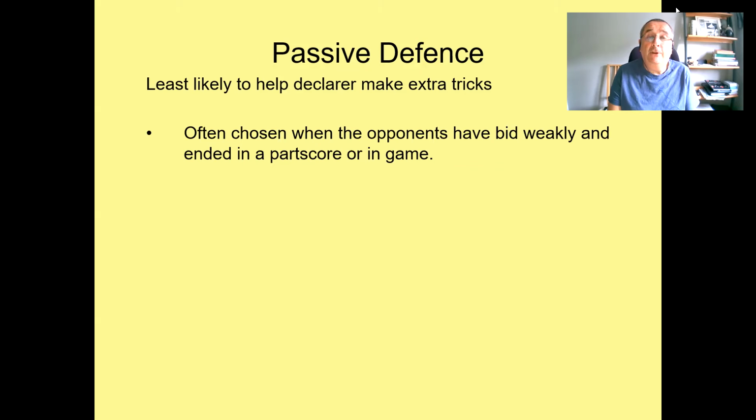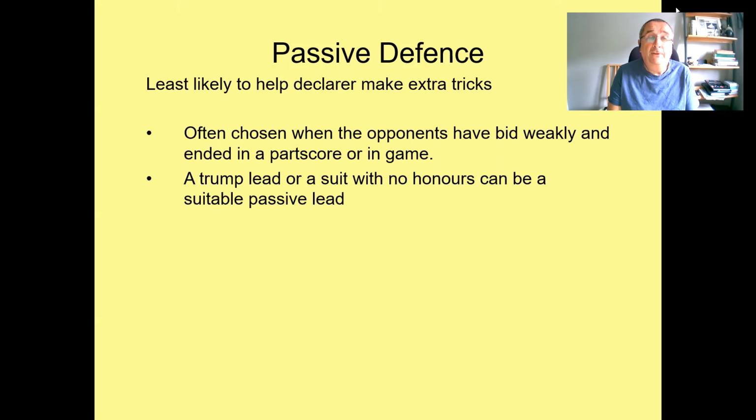So that's often chosen when the opponents have bid weakly and ended up either in a part score or in game. And in those situations, a trump lead or a suit with no honors can be a suitable passive lead, whereas leading from a suit that contains one or more honors is often a more attacking lead. Can be successful, but it can help declarer make extra tricks.